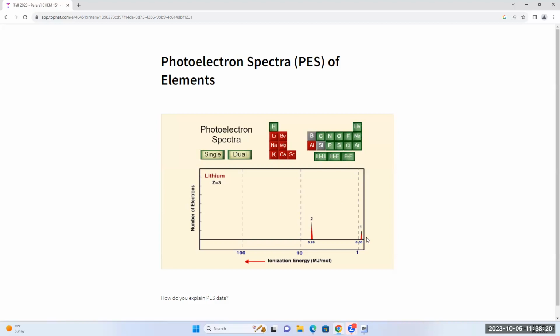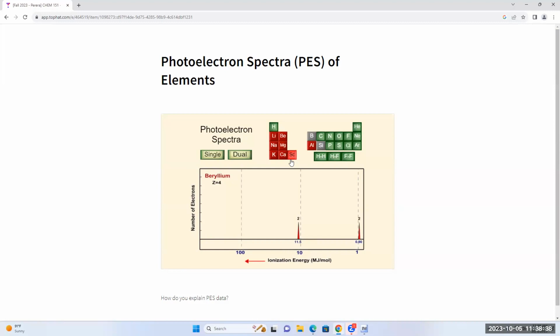Do we have any questions, concerns, comments about this? Okay, and then I'll do one for you. I'll do beryllium, the next one. Beryllium has 2 electrons in the second shell.